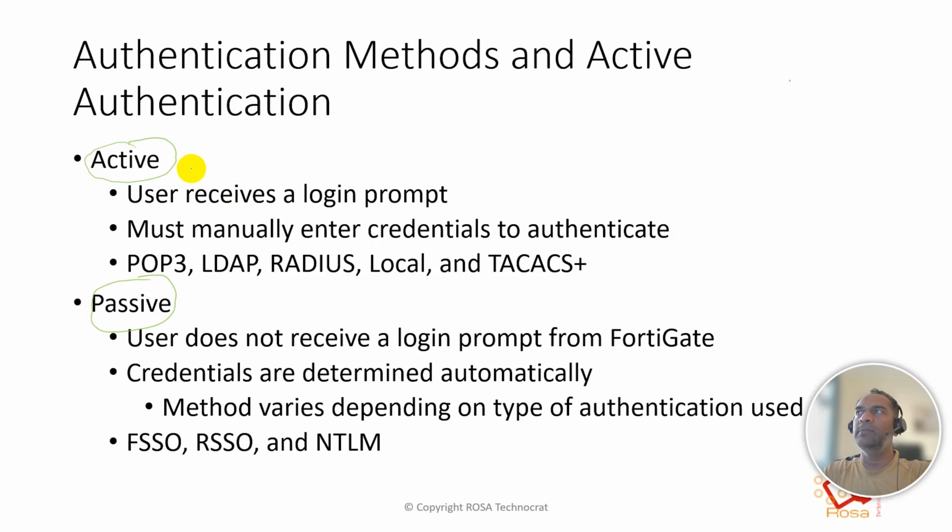When we say active authentication method, it means the user receives a login prompt and has to enter the credentials manually every time he logs in. So the user receives a login prompt and must manually enter credentials to authenticate. POP3, LDAP, RADIUS, Local, and TACACS are various methods that can be used for active authentication. Now, in passive authentication, the user does not receive a login prompt from FortiGate, like no captive portal or dialog box to input the credentials.